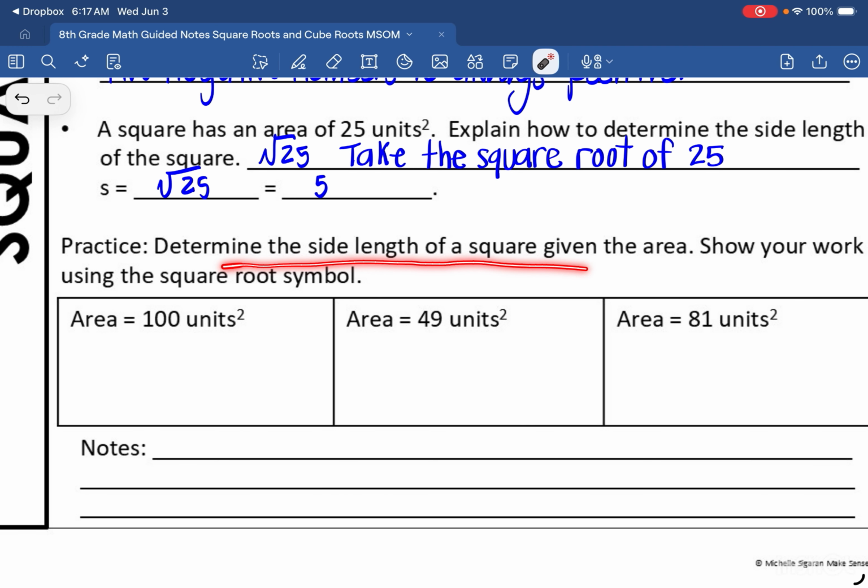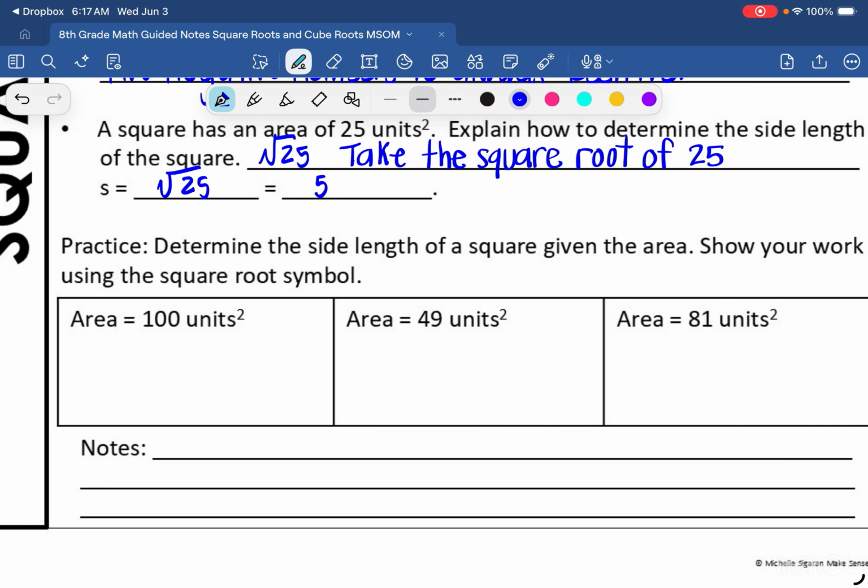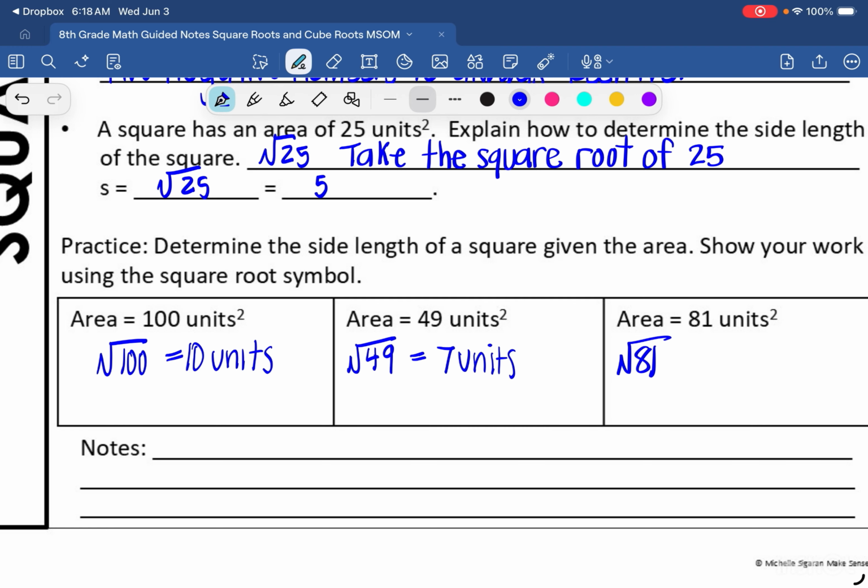Determine the side length of a square given the area. Show your work using the square root symbol. So if the area is 100 units squared, the square root of 100 is 10. So that means the side length is 10 units. Or if the area is 49 units squared, the side length is the square root of 49, which equals 7 units. The area is 81, so the side length is the square root of 81, which is 9 units.